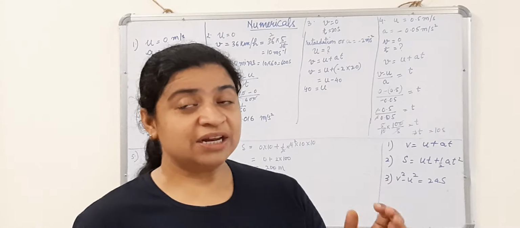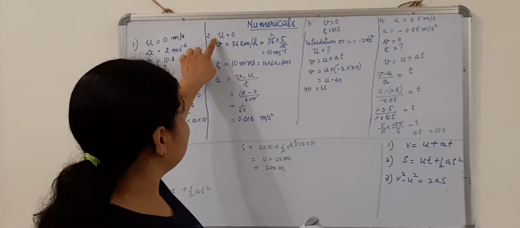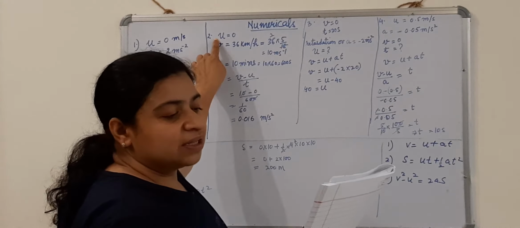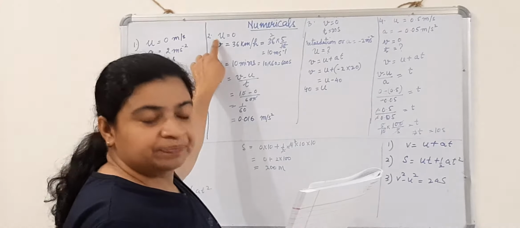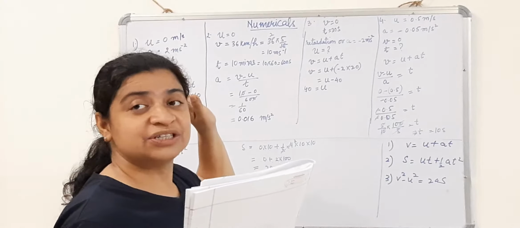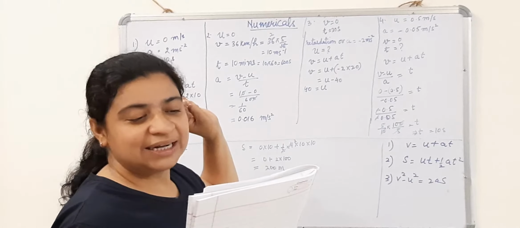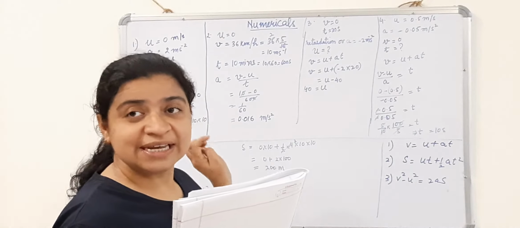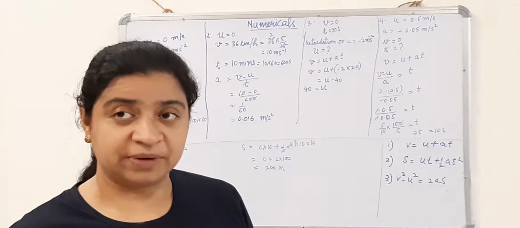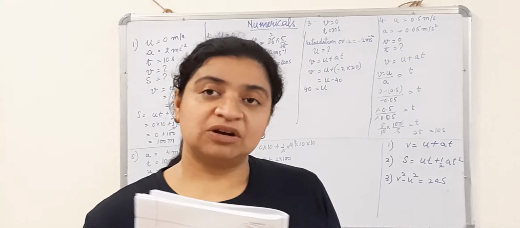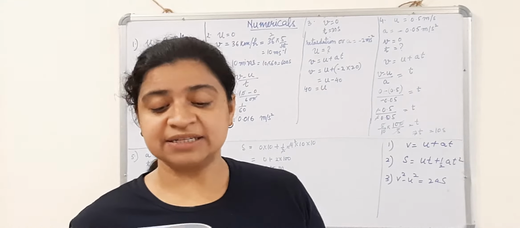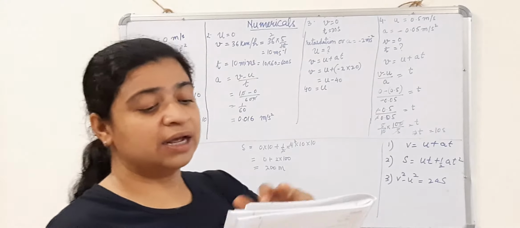That means the initial velocity of the train is 0. I have written here: moving with a uniform acceleration. Here the acceleration is not mentioned, it is simply said that the acceleration is uniform. It attains a speed of 36 km per hour. Now after starting from rest, that means initial velocity was 0, it has attained the final velocity of 36 km per hour.